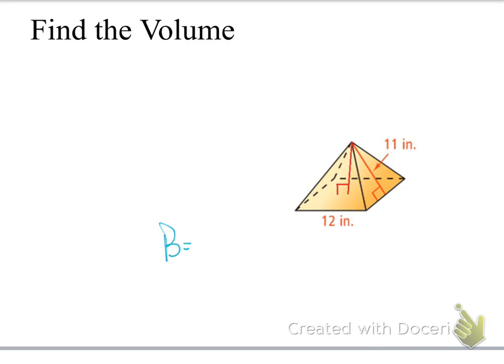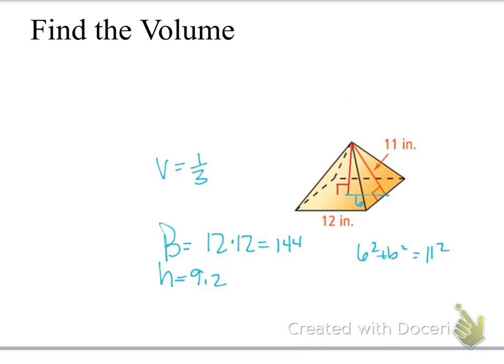Okay, area of the base, inside height, so 12 times 12 gets me 144. All the way across is 12, so this part's 6, so I've got 6 squared plus b squared equals 11 squared. When I solve that, I get 9.2. So V equals 1/3 times 144 times 9.2, which is 441.6 meters cubed.